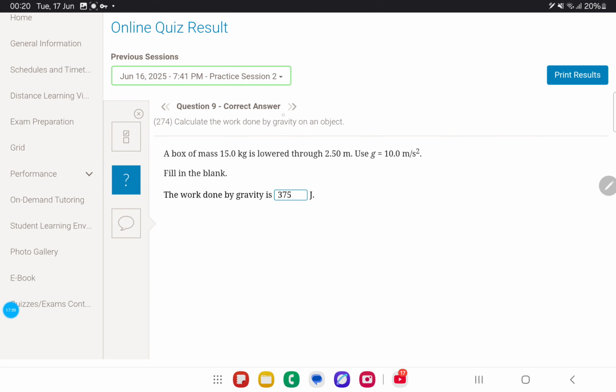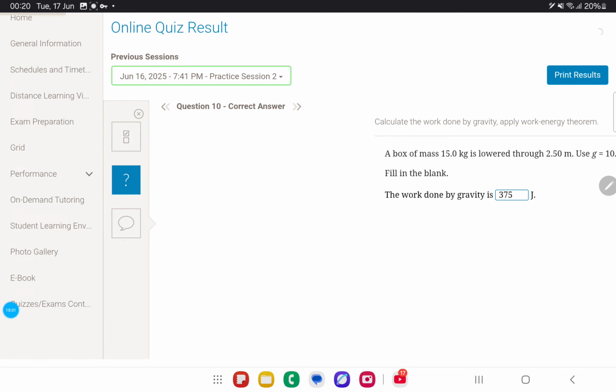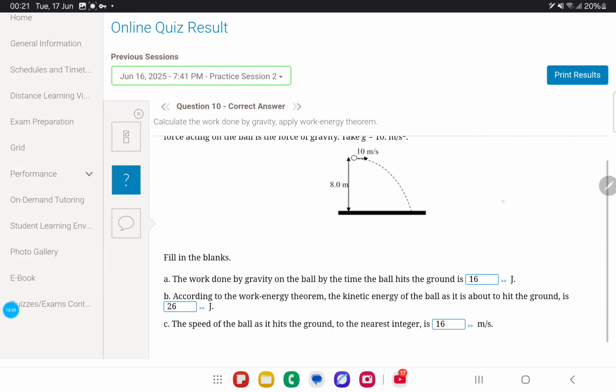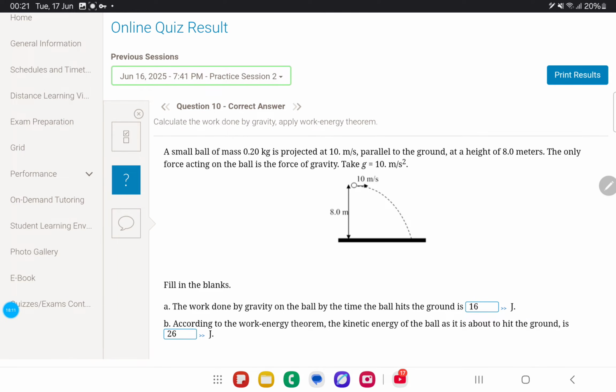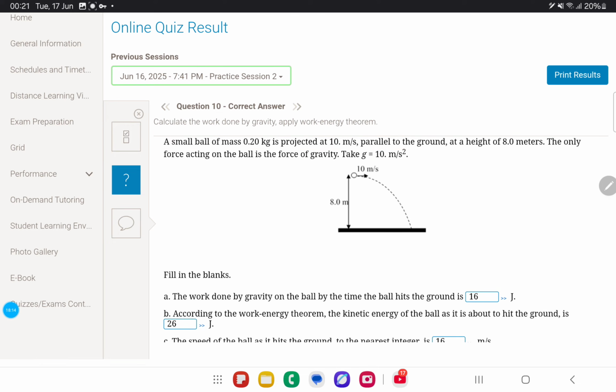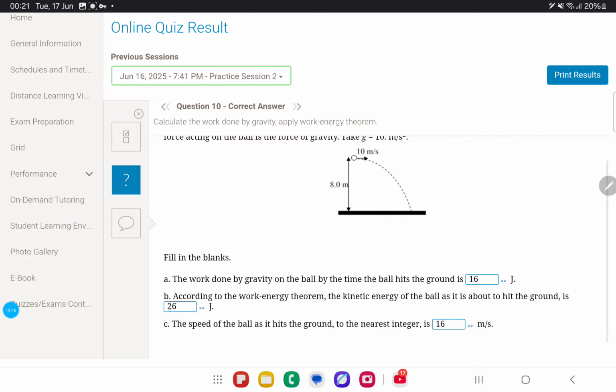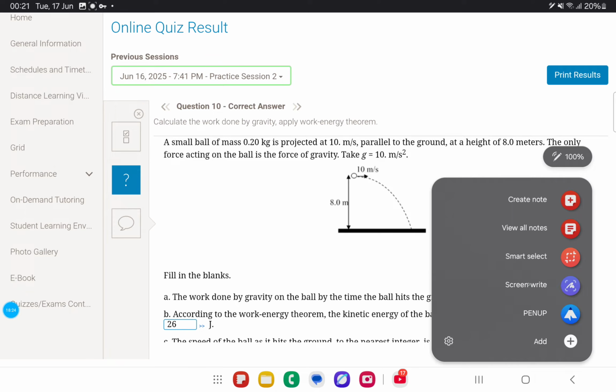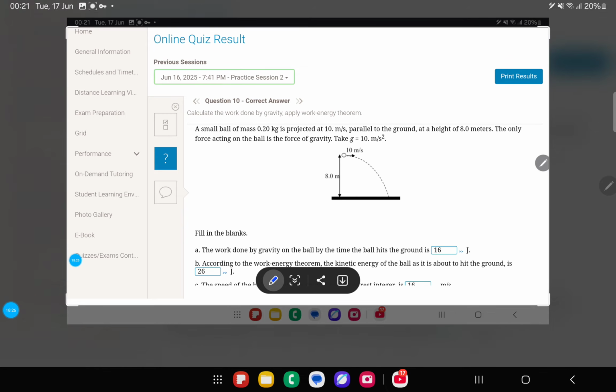Got it? Now, question 10. A small ball of mass 0.20 kilograms is projected at 10 meters per second parallel to the ground at a height of 8 meters. The only force acting on the ball is the force of gravity. Take g equals 10 meters per second squared. Okay, let's look at part A. The work done by gravity on the ball by the time the ball hits the ground is what?